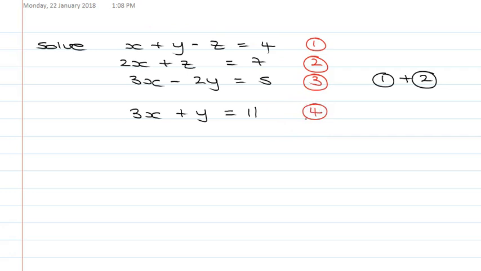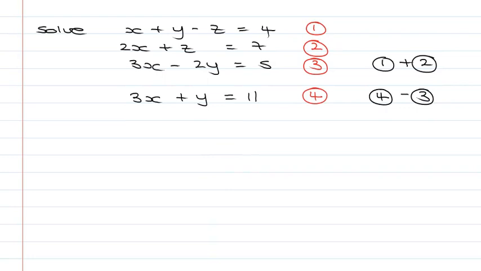Now let's have a look at what I can do with equation 4 and equation 3. As you can see, equation 3 and 4 are now only in terms of x and y. So I'm going to take equation 4 and take away equation 3 from 4. So 3x take 3x eliminates the x. I got 1y minus minus, so that's adding 2y to that, leaves me with 3y, and then 11 take 5 is 6. So dividing both sides by 3 leaves me with y equals 2.